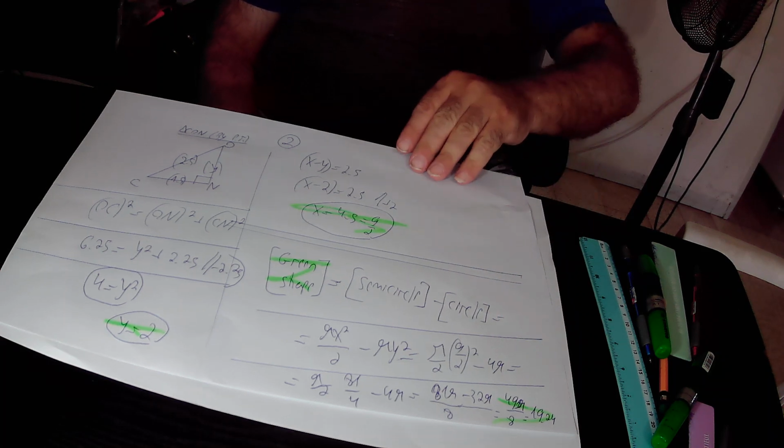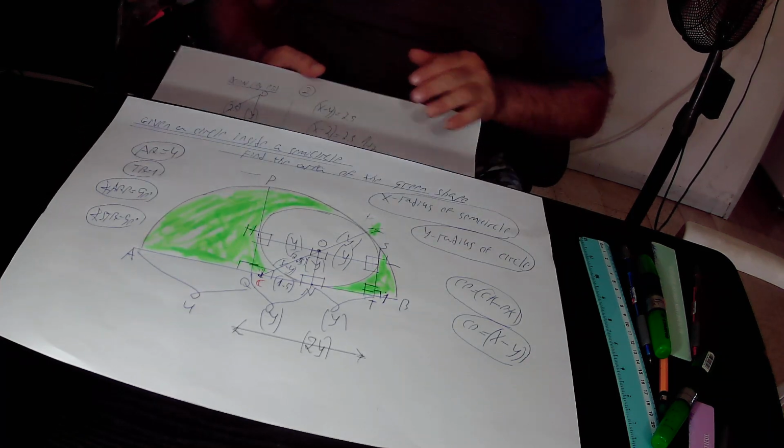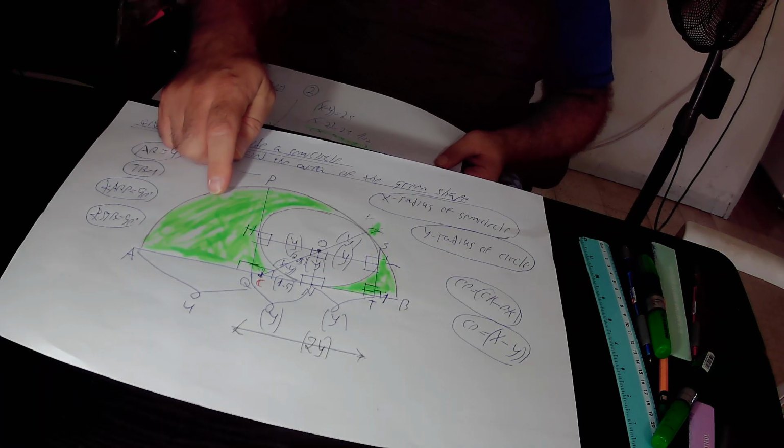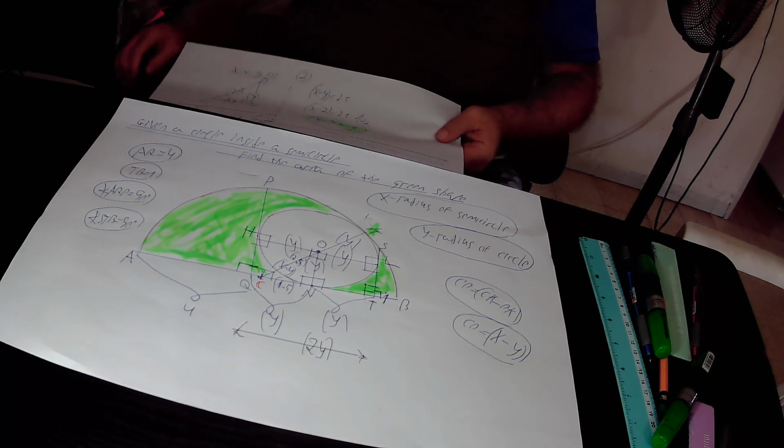So in total we found out that the area that we are looking for in this question, that is the area of this green shape, equals 49 pi over 8 square units, or in terms of numbers, the area of this green shape equals 19.24 square units. So we finish with the first question.